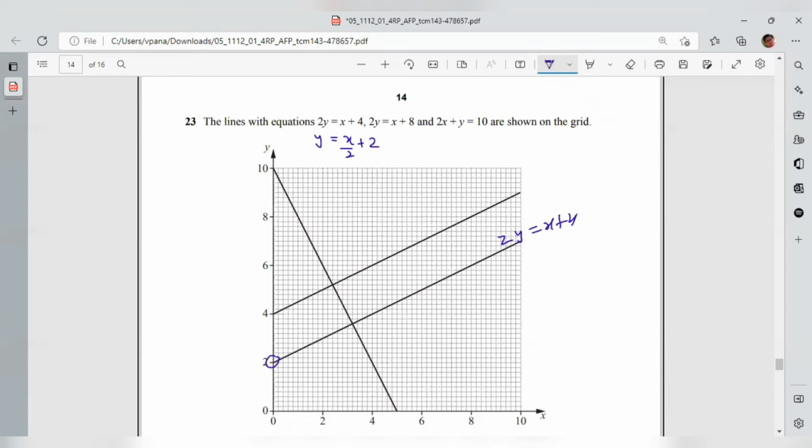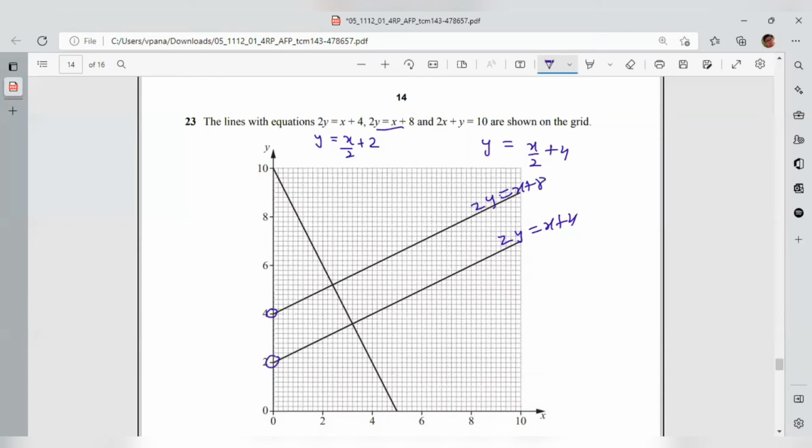The second line is 2y = x + 8. If I make y the subject, for the second line it is going to be y = x/2 plus 8/2, so plus 4. So which line has 4 as the y-intercept? So this one. The equation of this line is 2y = x + 8.